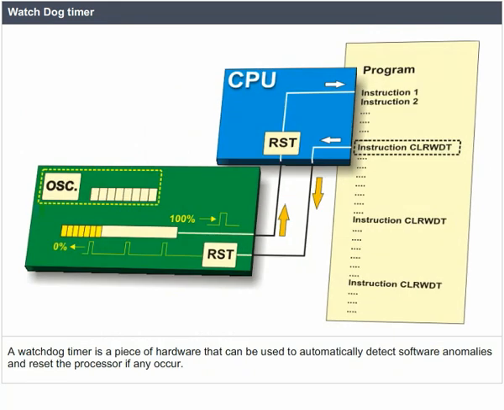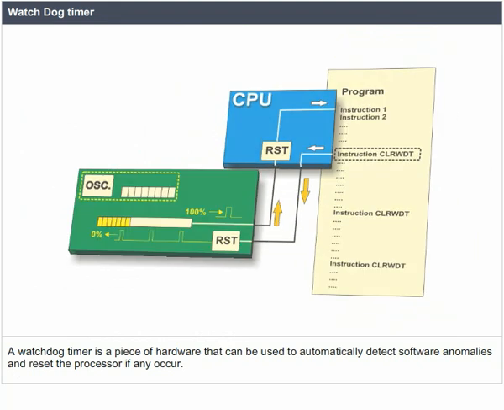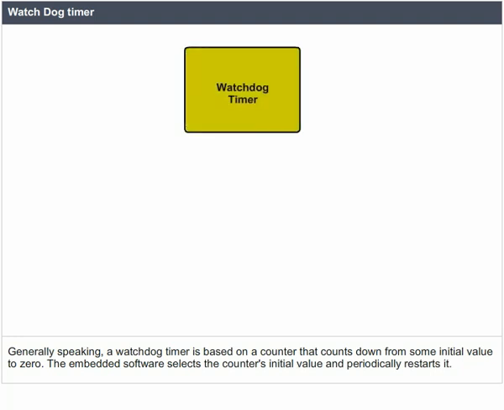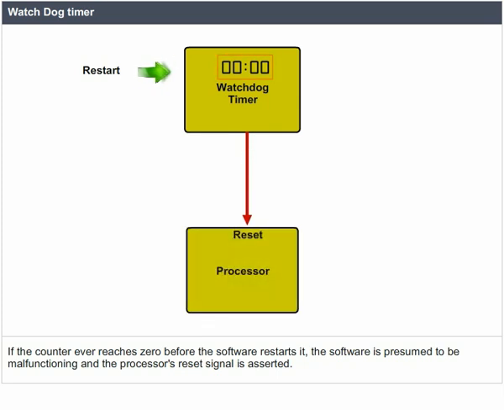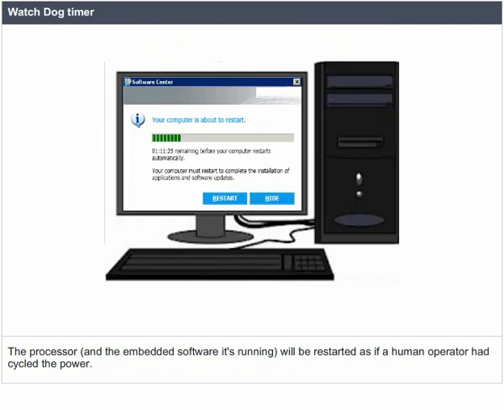A watchdog timer is a piece of hardware that can be used to automatically detect software anomalies and reset the processor if any occur. Generally speaking, a watchdog timer is based on a counter that counts down from some initial value to 0. The embedded software selects the counter's initial value and periodically restarts it. If the counter ever reaches 0 before the software restarts it, the software is presumed to be malfunctioning and the processor's reset signal is asserted. The processor and the embedded software it's running will be restarted as if a human operator had cycled the power.